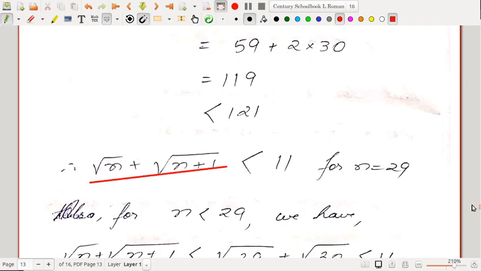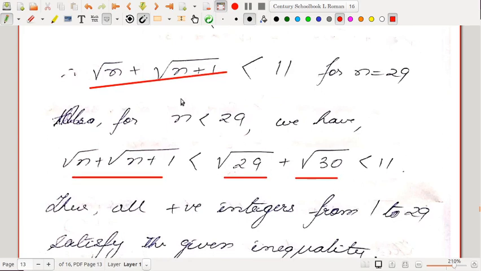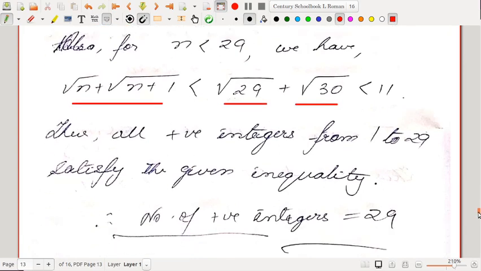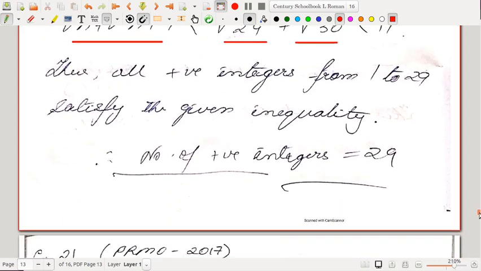And so for any n which is less than 29, we have root n plus root n plus 1 less than root 29 plus root 30. But this quantity is less than 11, we have already proved. Thus all positive integers from 1 to 29 satisfy the given inequality. So the required number of such positive integers will be 29. There are exactly 29 positive integers from 1 to 29 which satisfy this.